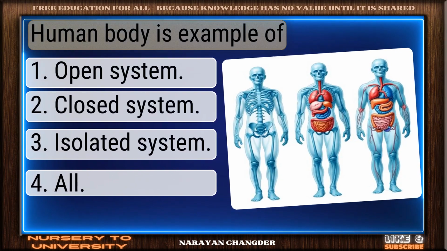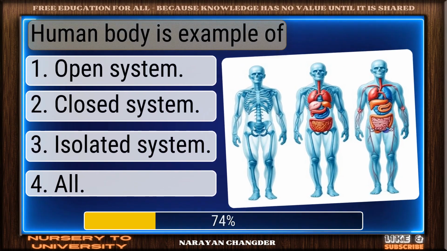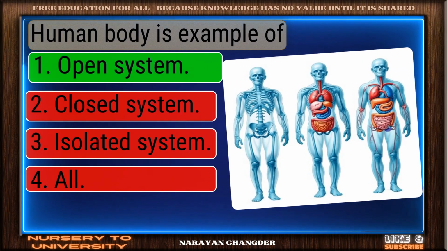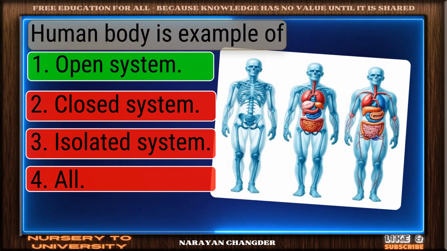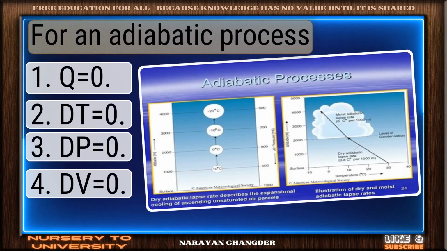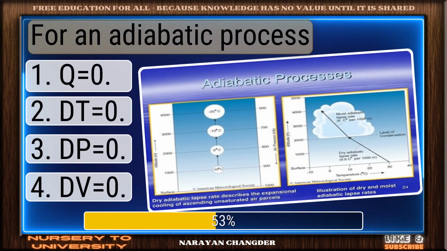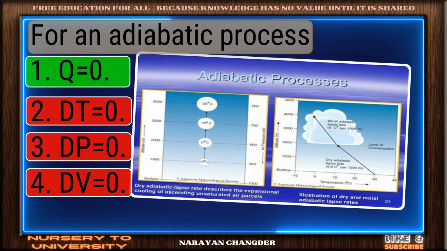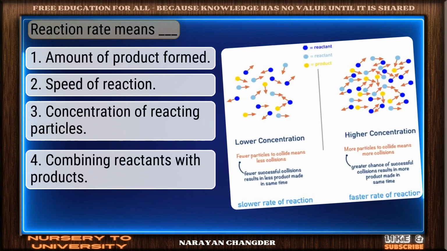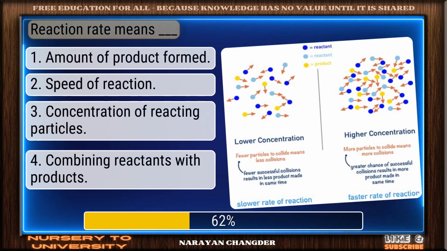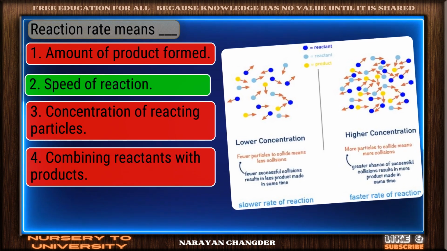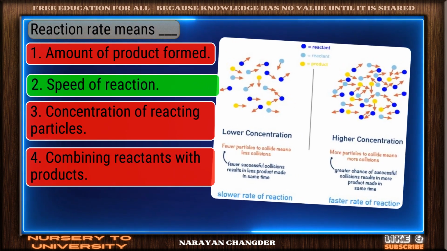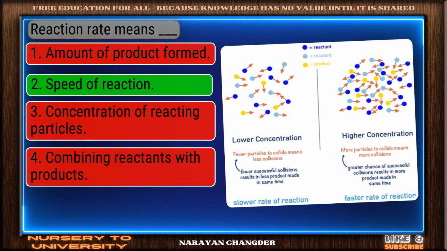Human body is an example of. Solid response. Open system is a valid choice. For an adiabatic process? Well picked. Q equal to zero is the correct answer. Reaction rate means dash. Good job. Your answer, speed of reaction, works well here.